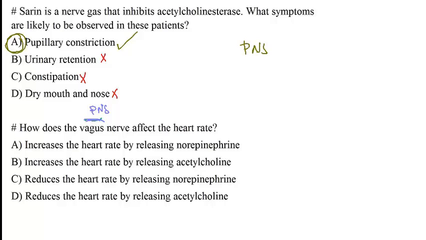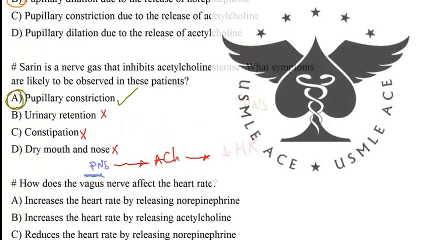The last question is, how does the vagus nerve affect the heart rate? The vagus nerve is part of the parasympathetic nervous system. It releases acetylcholine, which causes decreased heart rate. So the answer would be reduced heart rate by increasing acetylcholine. Now, if we were asking about the sympathetic nervous system, the answer would have been increased heart rate by releasing norepinephrine. All right, so that concludes our discussion of the nervous system.